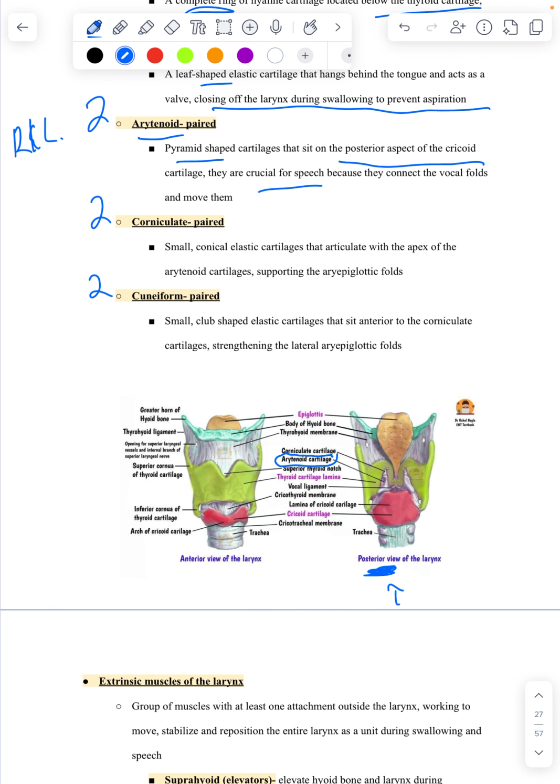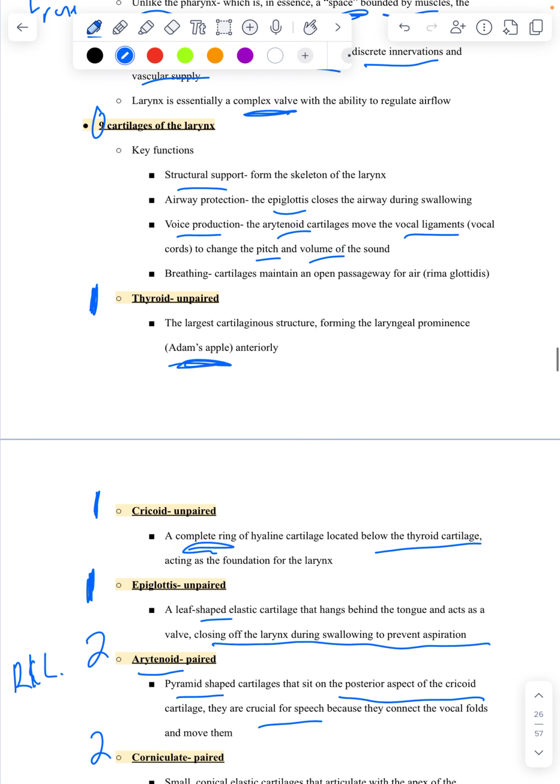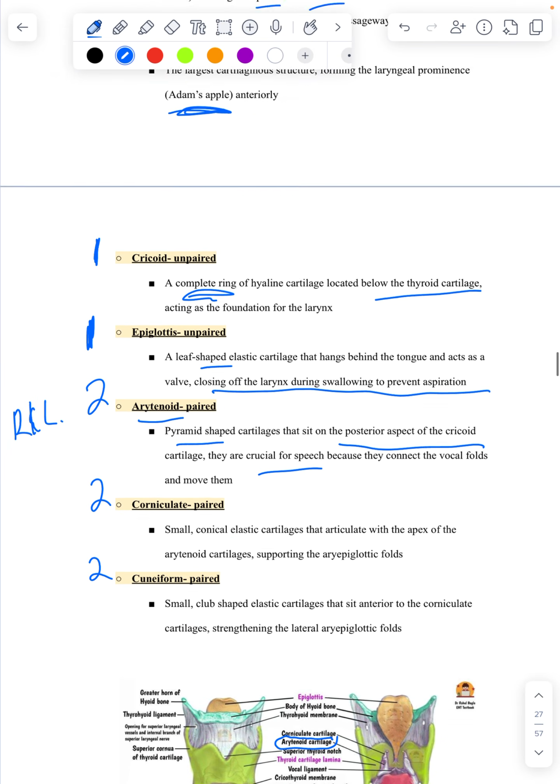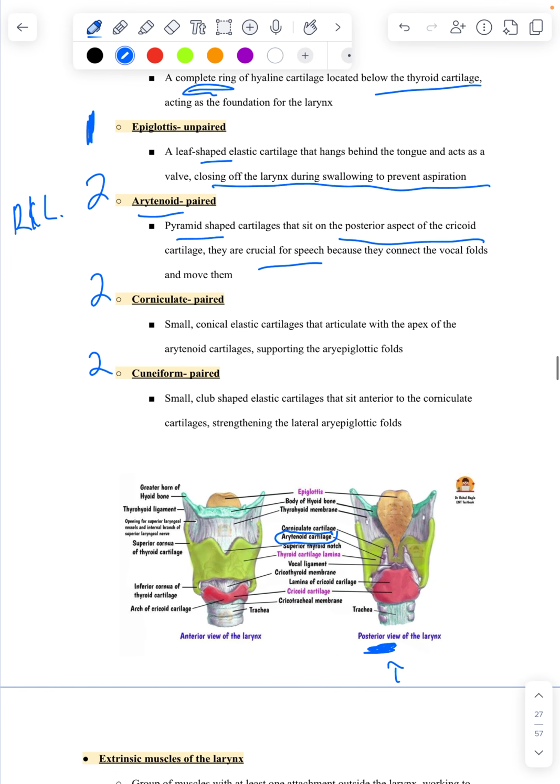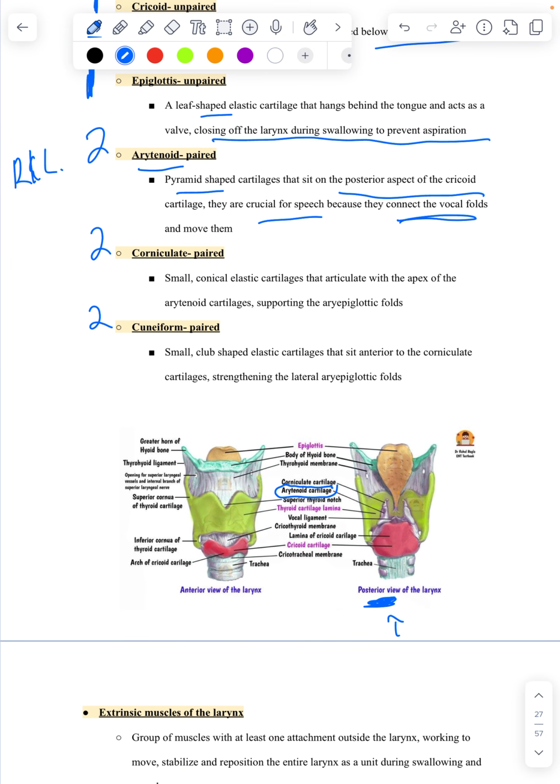And it's important for speech, because remember when we just said this right here, voice production, your arytenoid cartilages do that. What they do is they connect the vocal folds and they move them.